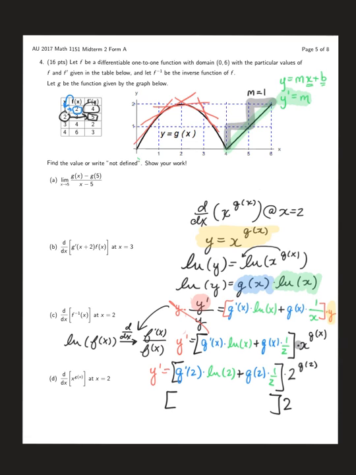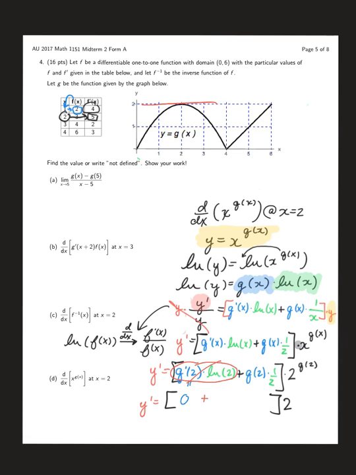Put the 2 there. g prime of 2 we can find from looking at our graph. And remember, g prime of 2 means the derivative of g at 2. So if we go back to our graph of g of x, the derivative at 2, the tangent line at 2 is horizontal, which means the derivative is equal to 0. So actually, because this thing here is equal to 0, all of this is just going to cancel out because we're multiplying by 0.